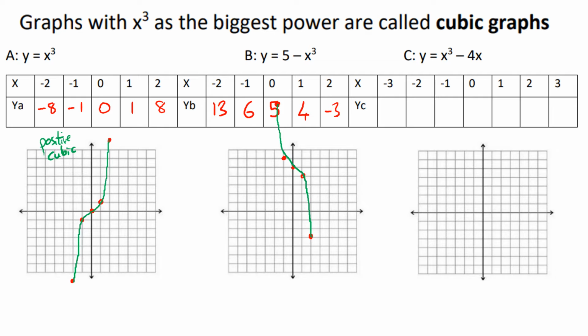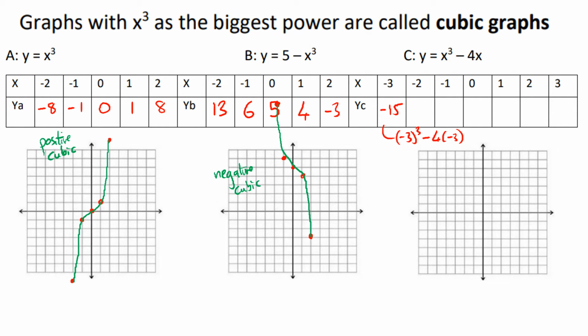It's roughly like a flipped around version of the first thing we did, and that's because this is a negative cubic, and you can tell that because it has a minus in front of the x cubed. Okay, what about our last one? So when you're calculating this box here, you're going to have to do -3 cubed minus 4 times -3. That's how you type it in. That'll give us -27 plus 12, so that'll go to -15.